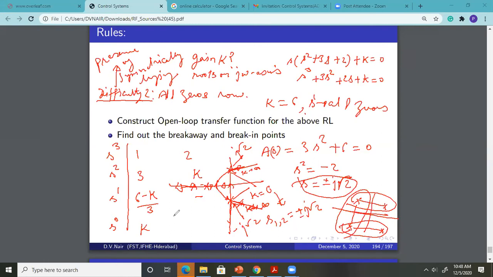0 to 6. Roots are in the left half. So yes, k has to be greater than 0 and less than what? 6. This gives you the range of k for which the system is stable. And for all values of gain k greater than 6, it will be what? Unstable. Right? Yes, sir. Good, very good.